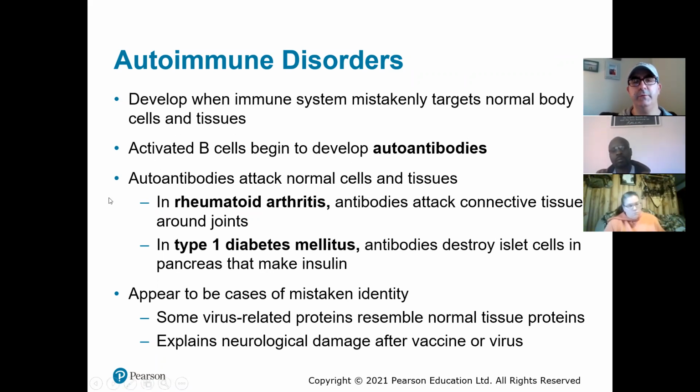So that's what autoimmune disorders are basically, right? It's basically that your B cells are producing antibodies against your own cells. Usually it just happens with one tissue type, right? It's usually not like all the cells in your body. It's like I said, digestive system or the pancreas or your joints, things like that.